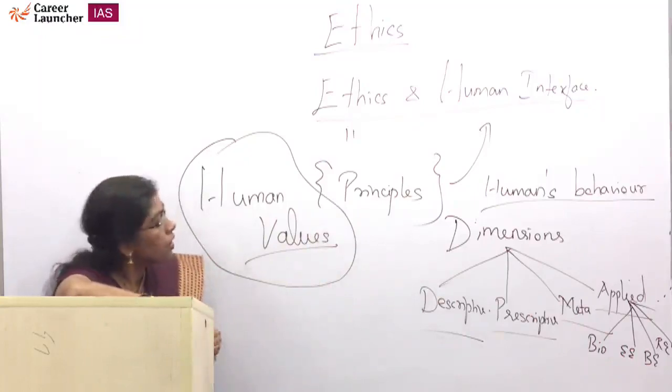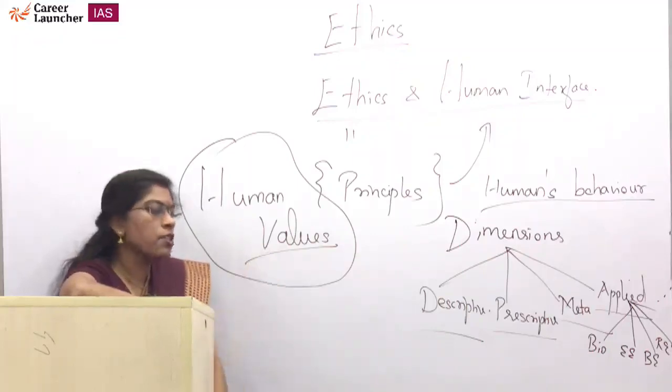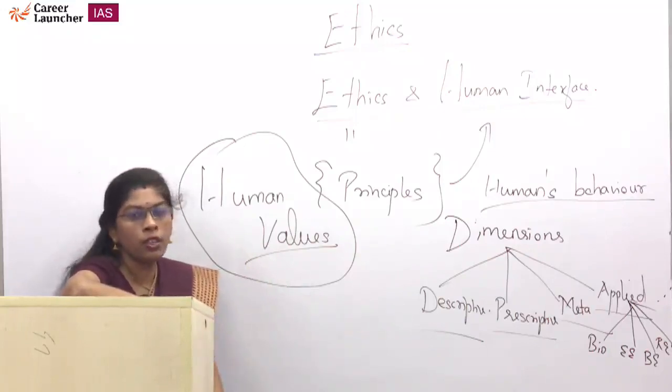Then the next one is the role of society, educational institutions, and family in inculcating value systems in children. How are we going to learn this value system?